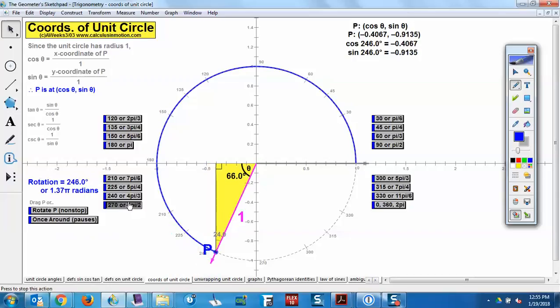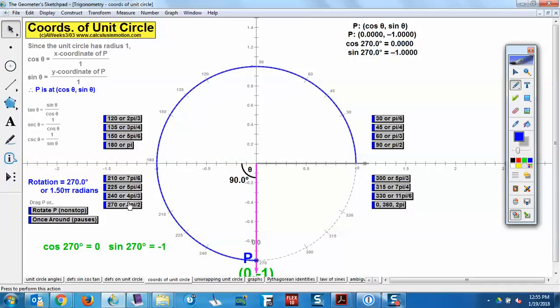Okay, and then around to 3 pi halves. We call these the quadrantal angles. Quadrantal means they land right on a quadrant, an axis. So there's not a triangle that's formed when you're on one of these, when they land right on 90 or 270 or 180.